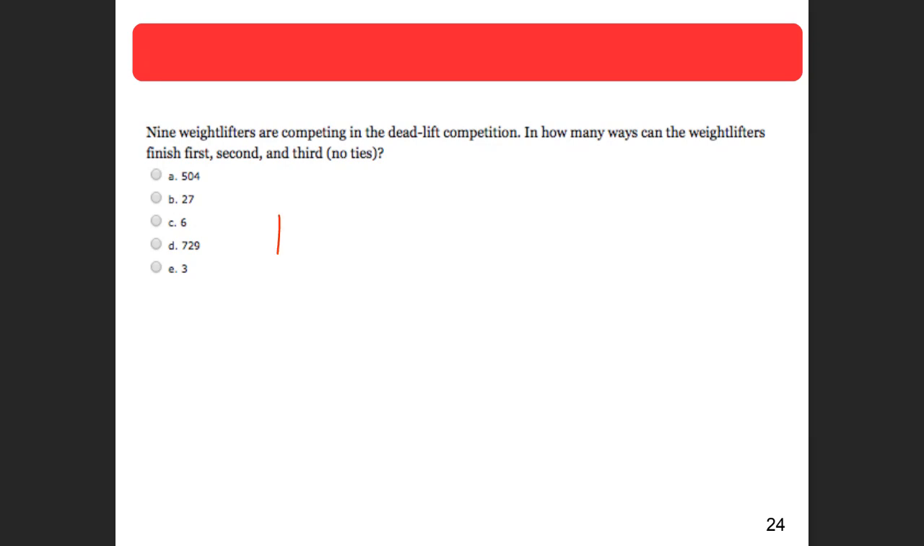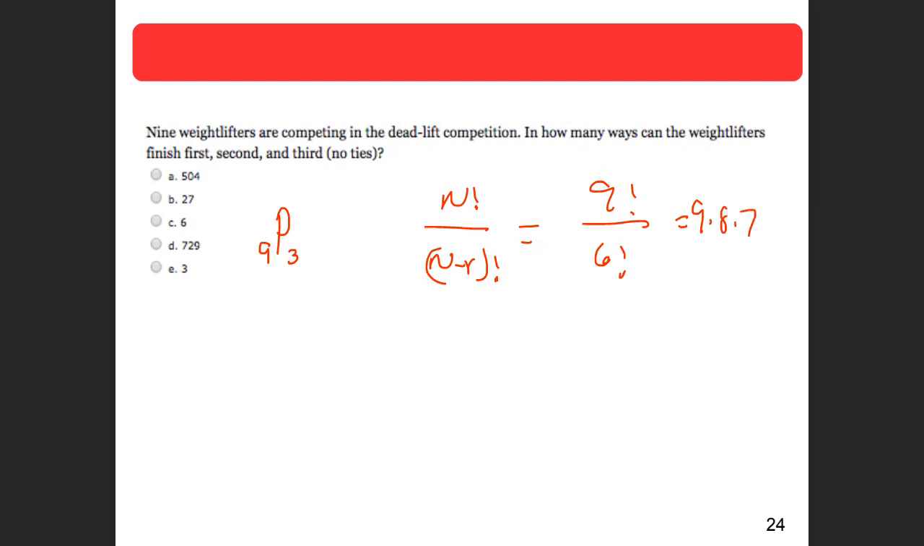Okay, so I'm going to do permutation. I'm going to do 9 permute 3 places. So I've got first, second, and third. So now that's just n factorial over n minus r factorial. So I've got 9 factorial over 9 minus 3, so that's 6 factorial. So that's going to end up being 9 times 8 times 7, right? Because the 6 factorial, all that cancels. So 9 times 8 times 7 should be 504.